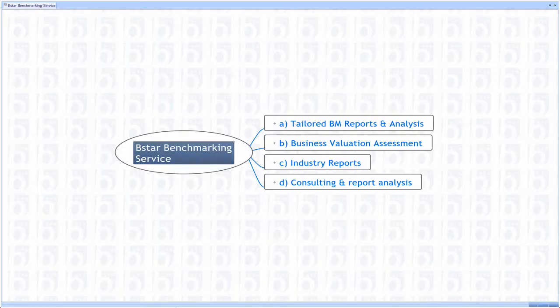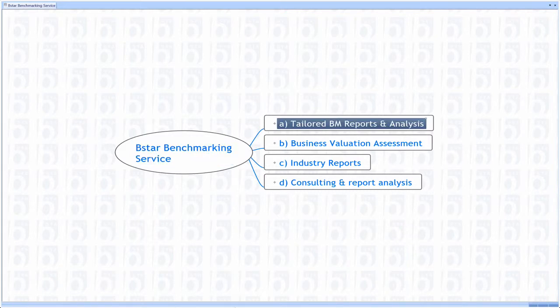Hello and welcome to an overview of Bstar's new benchmarking service, and today we're going to be going through an example for the financial services industry.